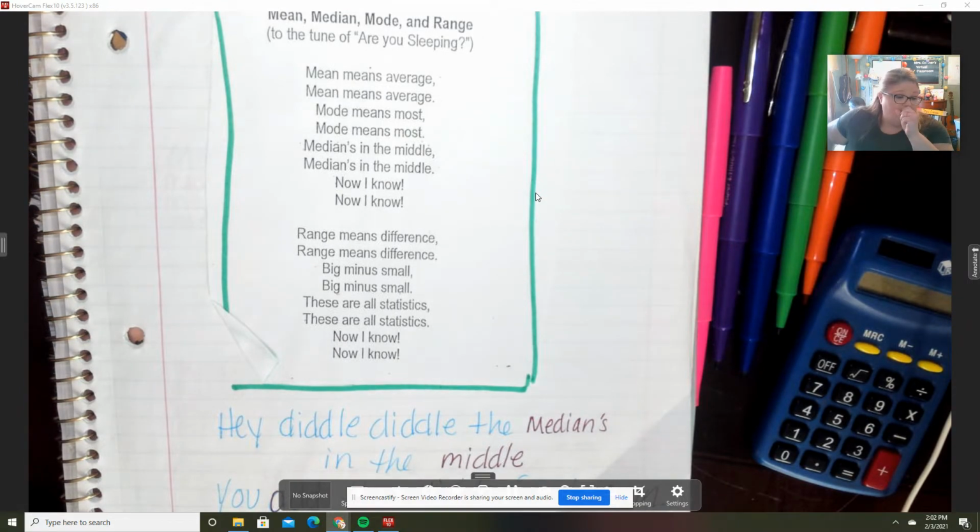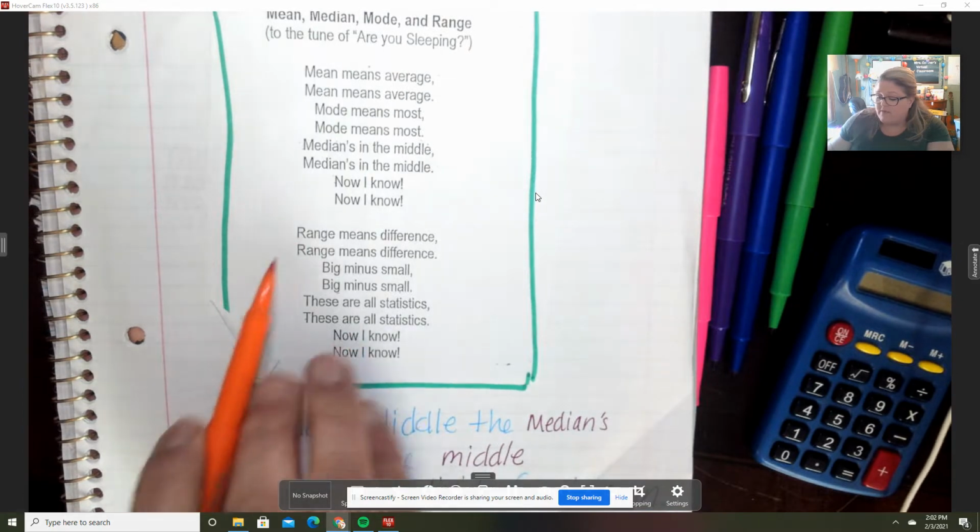Mean means average. So that means that we're going to add and then divide. So what would we divide by? We're going to add all those numbers up, and then we're going to divide by the number of numbers there are.